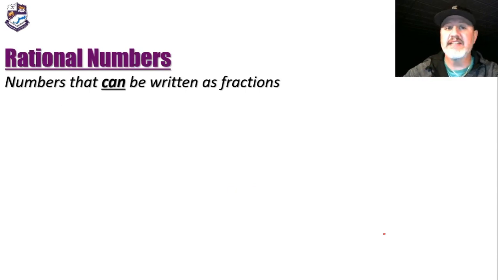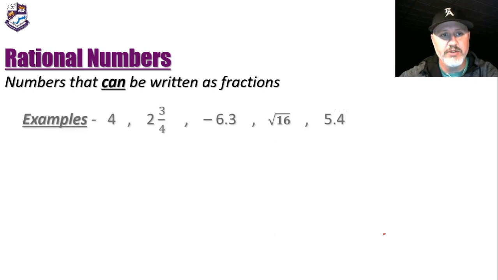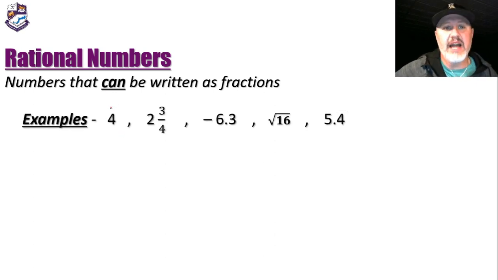We're going to talk about this word, rational number. You've seen this in the past. And basically, a rational number is any number that can be written as a fraction. And here are some examples. You've got 4. Can I write 4 as a fraction? And the answer is yes. 4 over 1. There's your fraction.